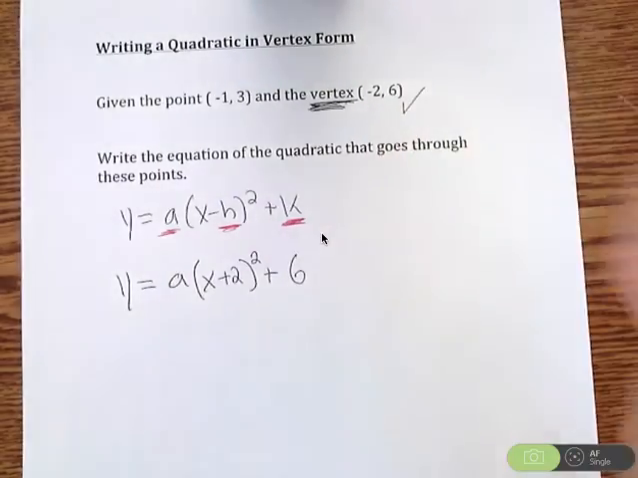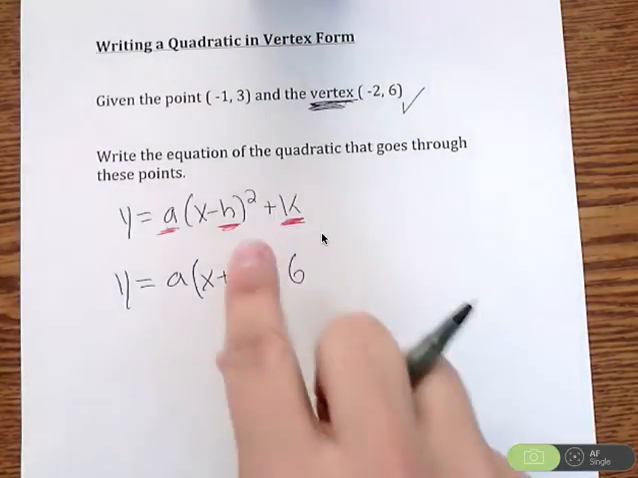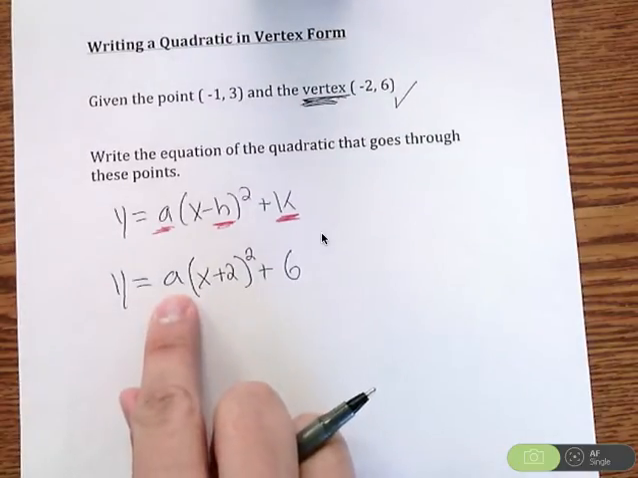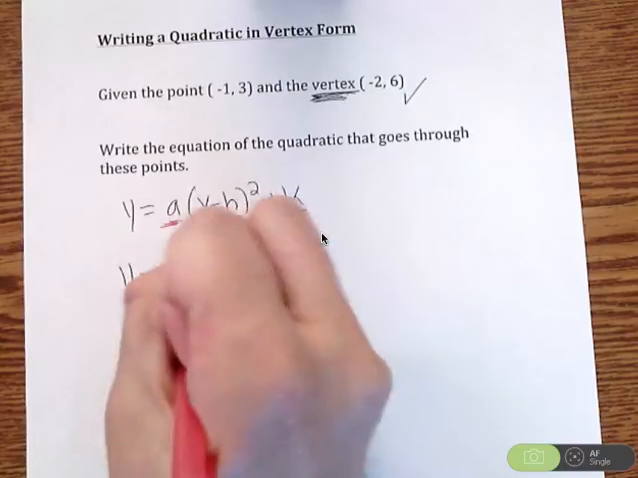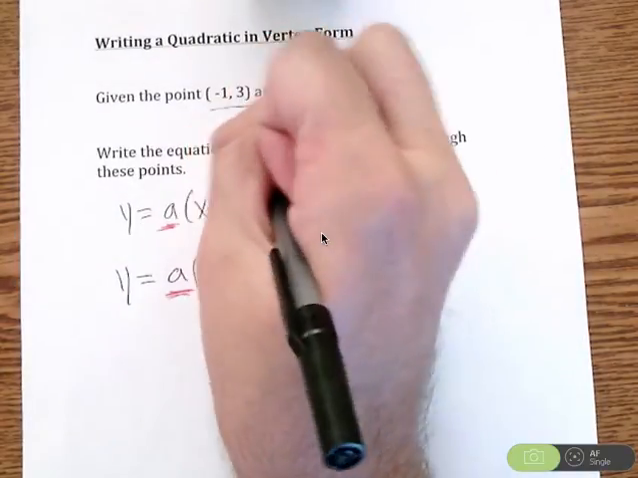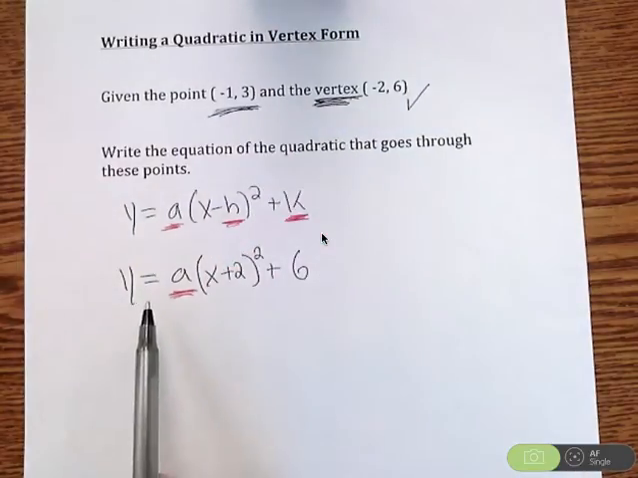So I've used the vertex part of the information I'm given. So we have h and k covered. The only thing left to do is figure out what a is. So we have h and k, we're still trying to find a. What we're going to do is take that other piece of information the problem gives us. They give you that there's this point, -1, 3. So I'm going to take that and plug it into this equation. When we plug it in, maybe we can solve for a.